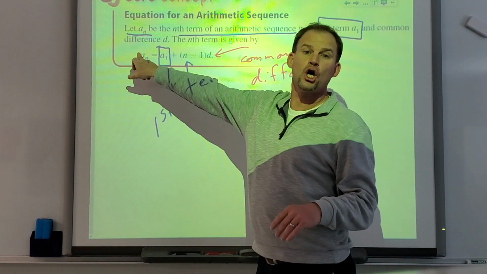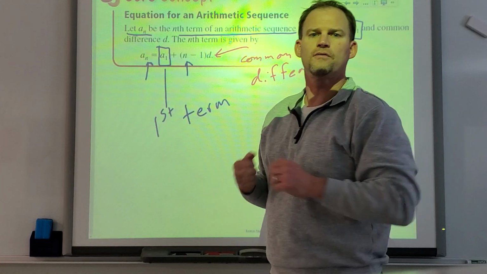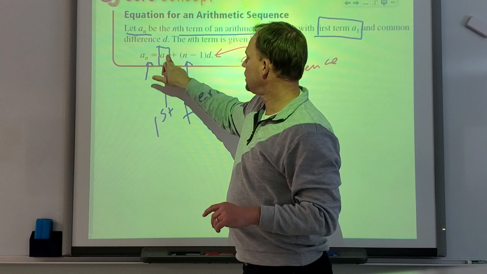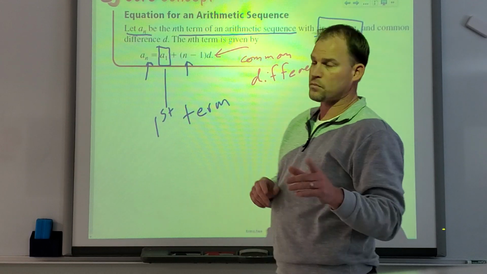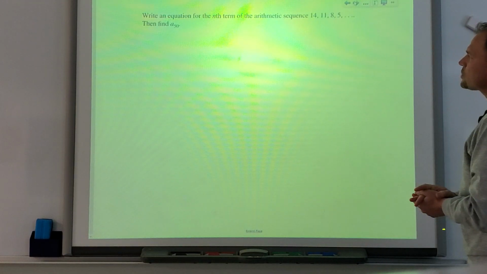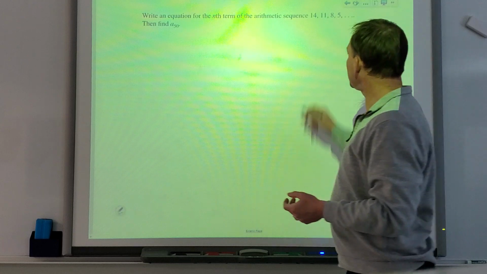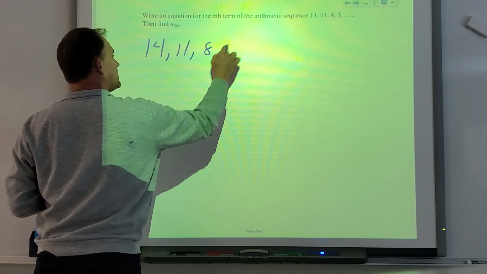So here's our formula. The nth term, a sub n, in other words, whatever term you're looking for, is the first term plus n minus 1 times d. So what does that mean? That means this. Write an equation for the nth term of a sequence. Here it gives me this sequence. So it says 14, 11, 8, 5.